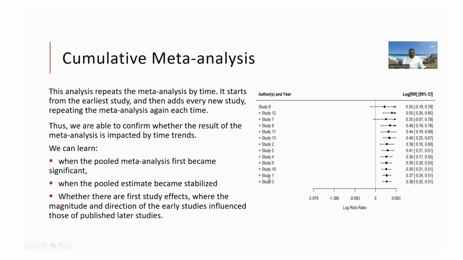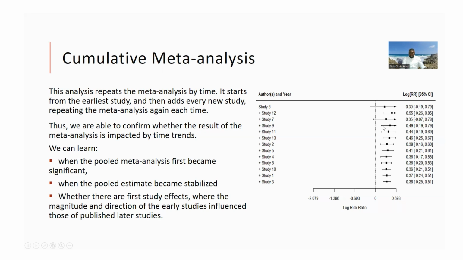The labeling of the studies here was alphabetical order, but this is now sorted by year. So the first study was study 8. And when this study was conducted, it was not significant. And then the next study that was conducted was study 12. When you add study 12 and study 8, you get a significant estimate. When you add study 7 to it, it no longer becomes significant, maybe because study 7 was a very negative study. But when you add study 9, it becomes significant again.